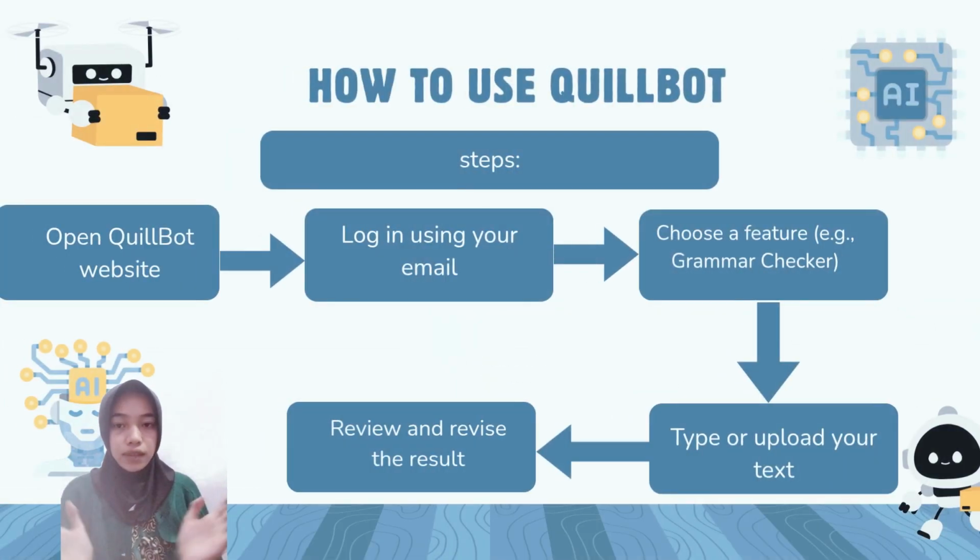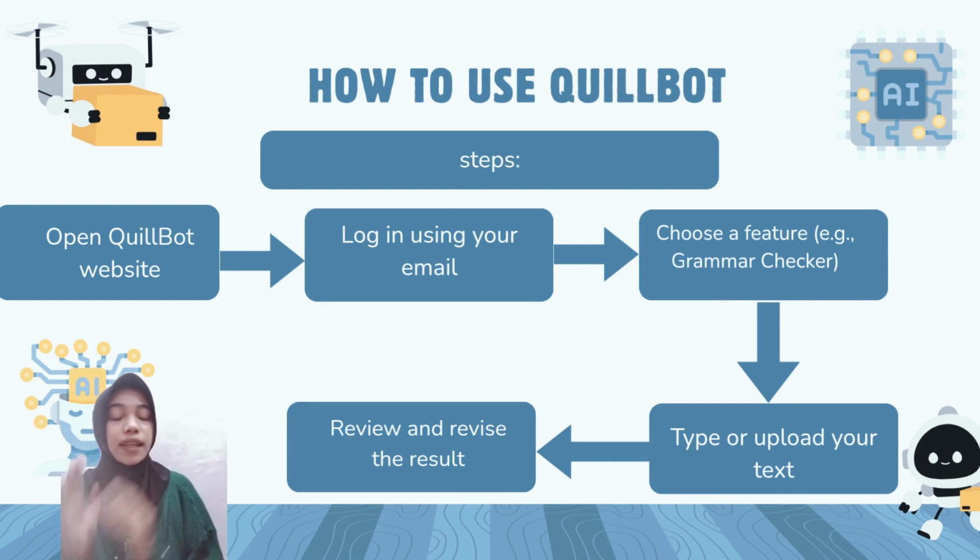Okay, now let's see how to use Quillbot. First, open the website and log in using your email. Then, choose one feature, for example, the grammar checker. After that, type your text or upload your document. Quillbot will automatically check your writing and show corrections. You can then review and revise your text. This helps students improve their writing in a simple way.